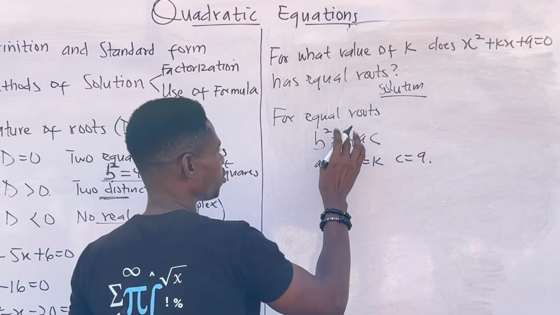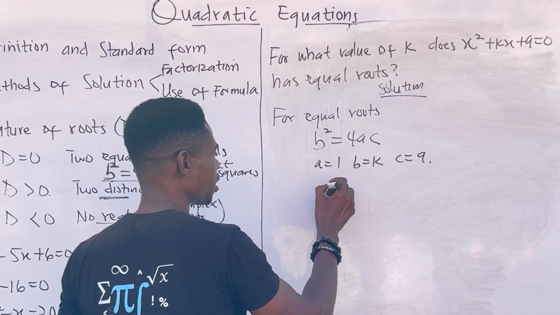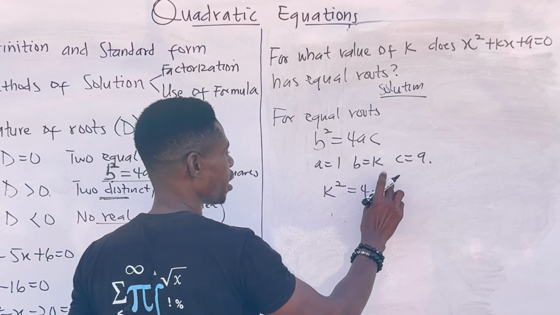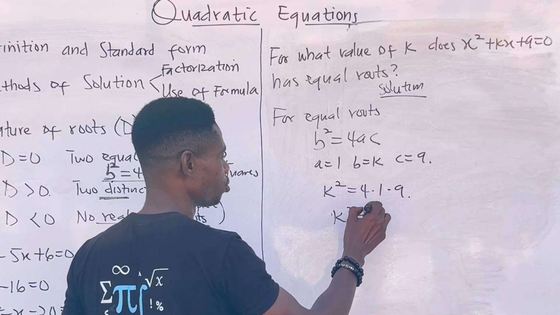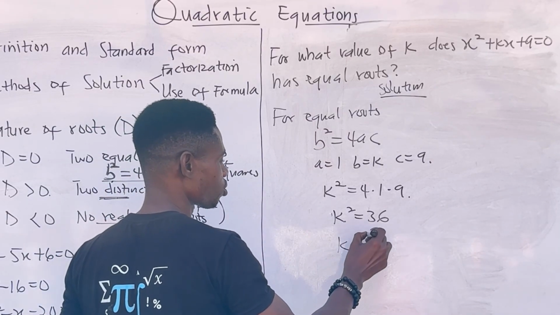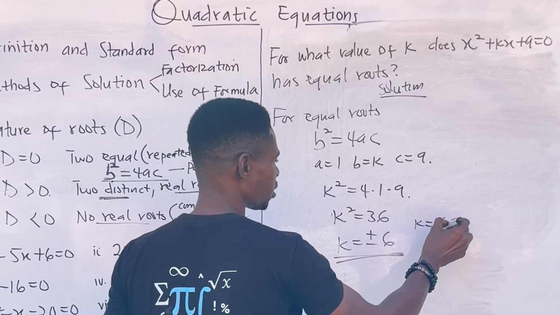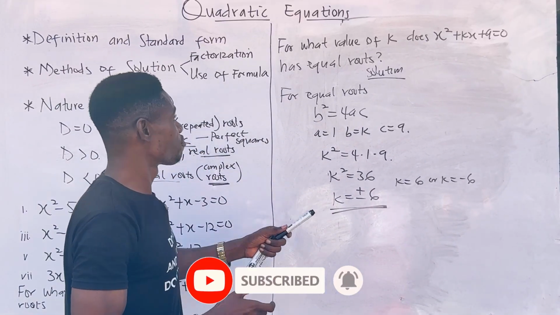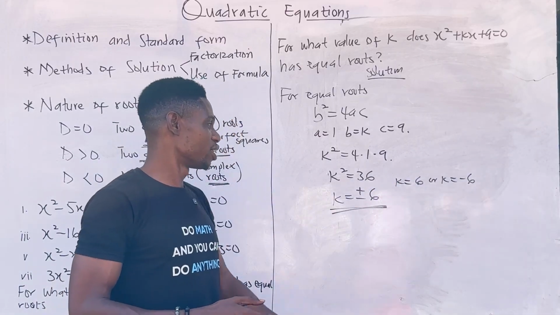Since they have equal roots, b squared equals 4ac. So our b, that's k squared, equals 4 multiplied by a, which is 1, multiplied by c, which is 9. So k squared equals 36. So our k is equal to plus or minus 6. I believe you know how. So k is either 6 or k equals minus 6. So the value of k for which this equation has equal roots is 6 or minus 6.